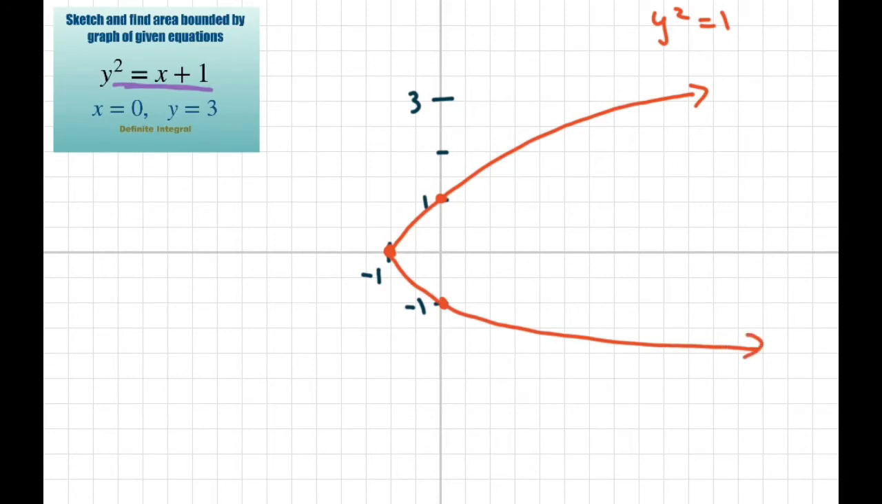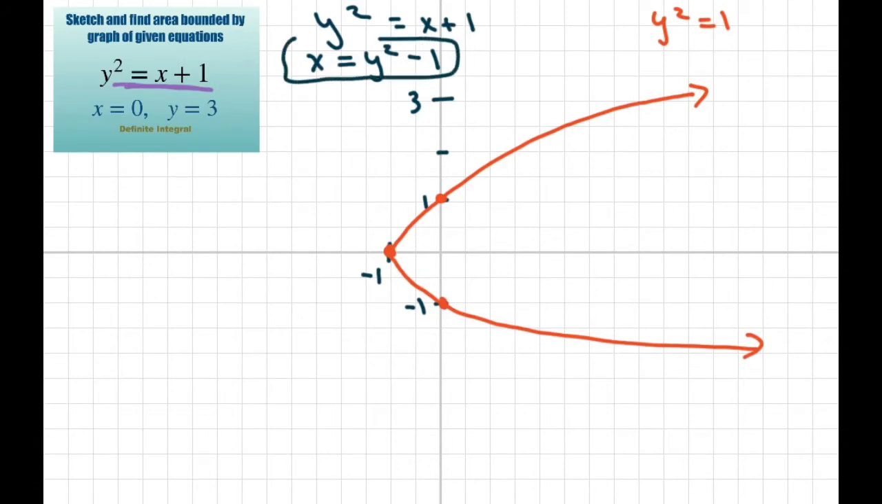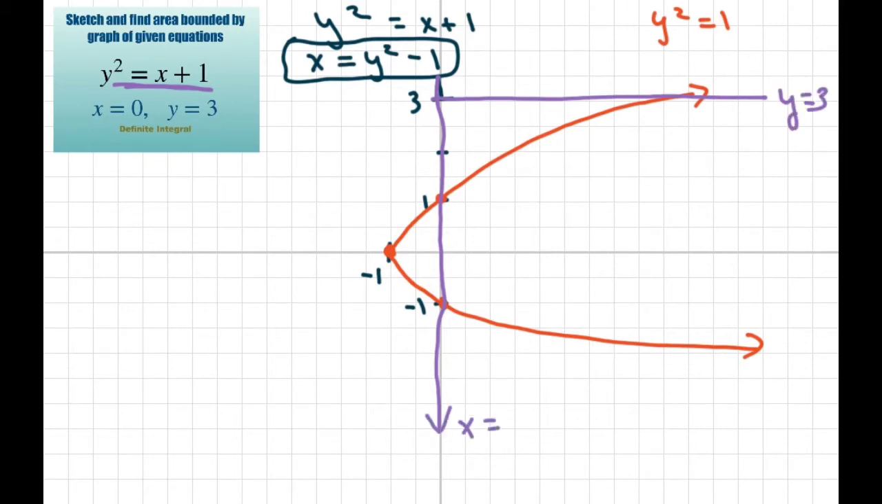Also, if you have y squared equals x plus 1, then x is going to equal y squared minus 1. All right, so we're going to be looking at this when we integrate. Now, let's look at the others. We have x equals 0, so that's this part here. And we also have y equals 3. So this is y equals 3. And this line here is x equals 0.